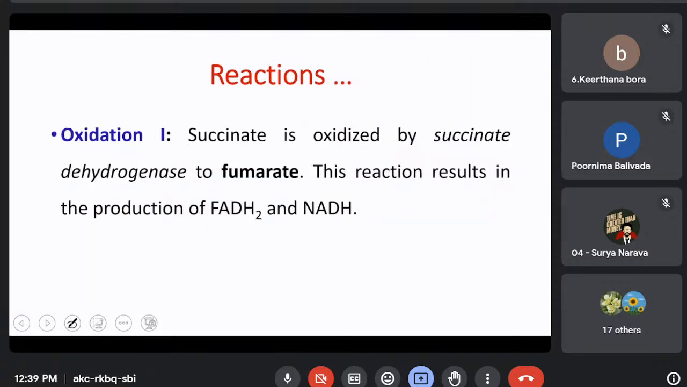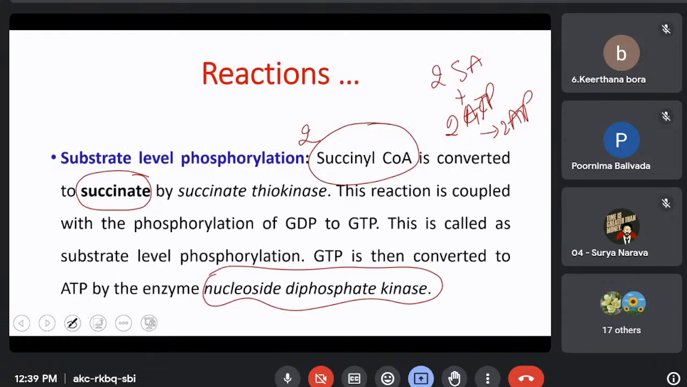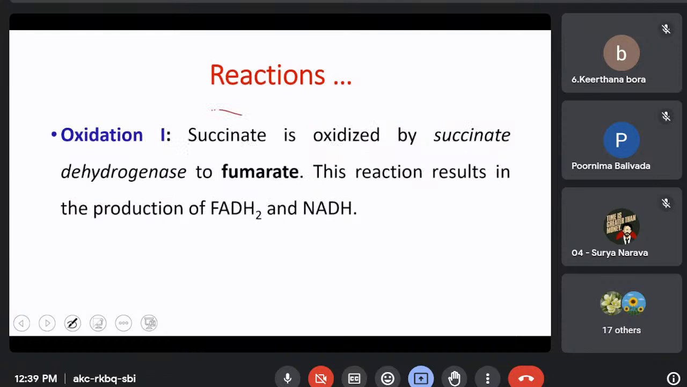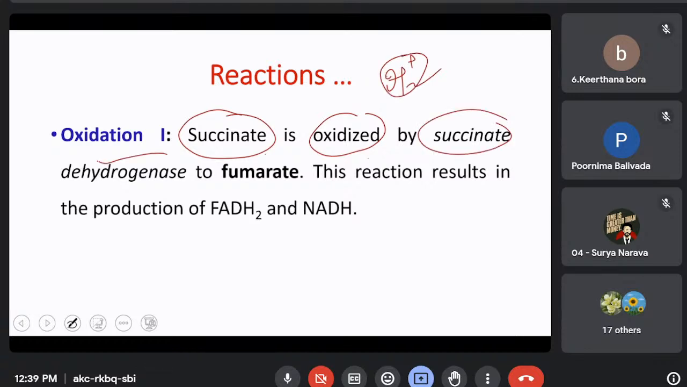And the next reaction is oxidation. So here there are two oxidation reactions. This is the first oxidation reaction. So now we have seen the conversion of succinyl coenzyme A to succinic acid, and we have succinic acid now. So the succinic acid or succinate is oxidized. That means here also what happens? Oxidation means hydrogen is said to be removed. So succinic acid is oxidized by succinate dehydrogenase.